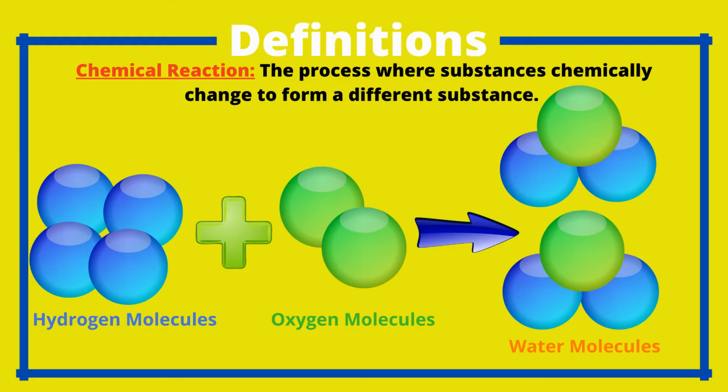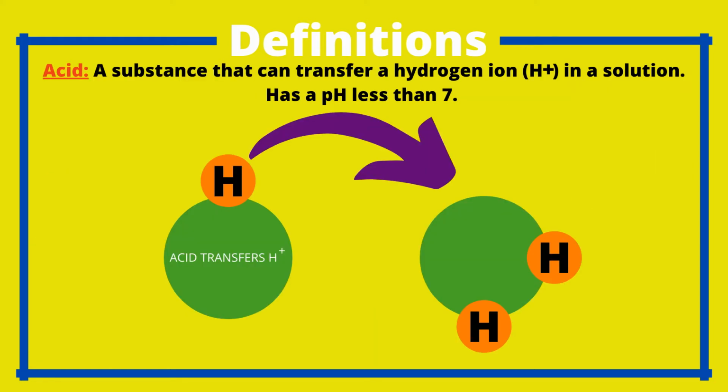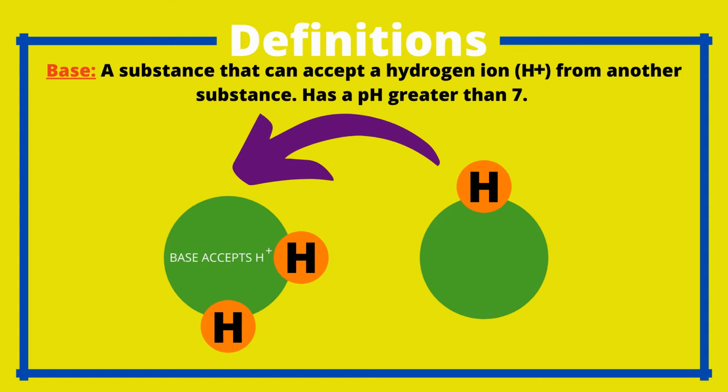First, let's review some words. Chemical reaction: the process where substances chemically change to form a different substance. Acid: a substance that can transfer a hydrogen ion in a solution. It has a pH less than 7. Base: a substance that can accept a hydrogen ion from another substance. It has a pH greater than 7.